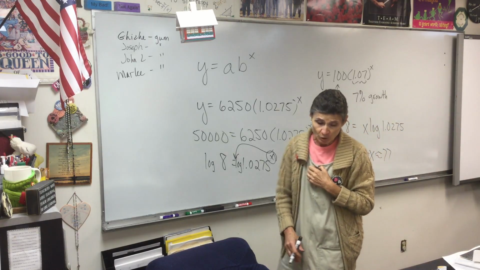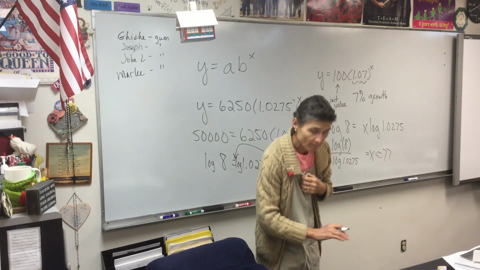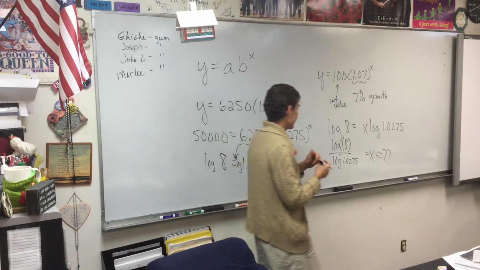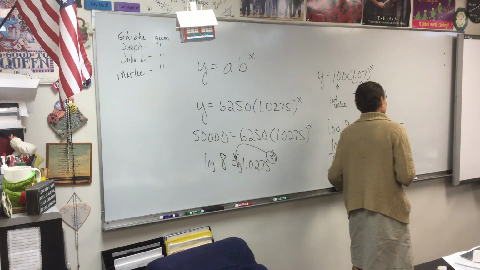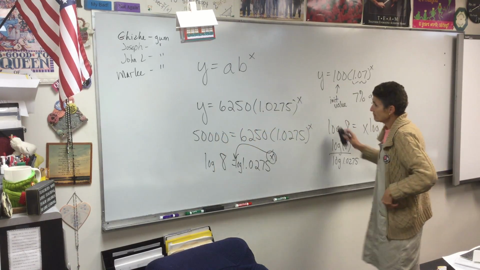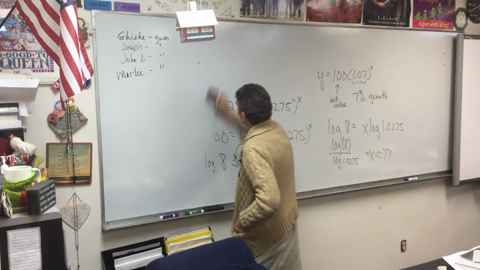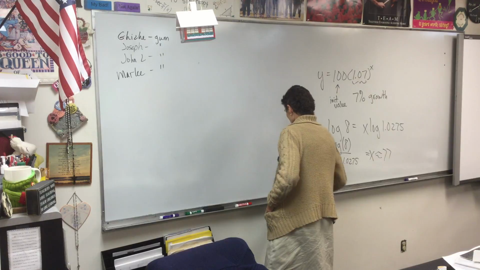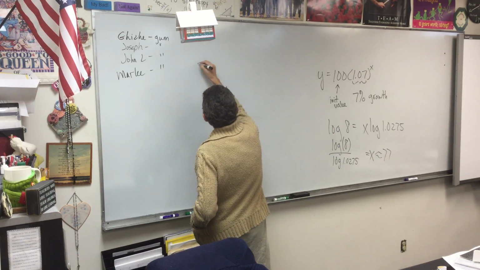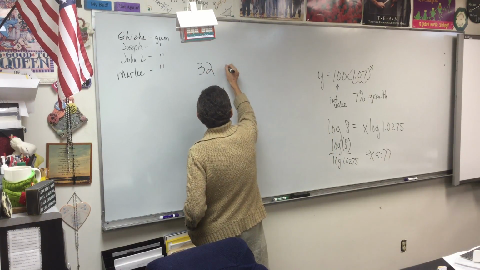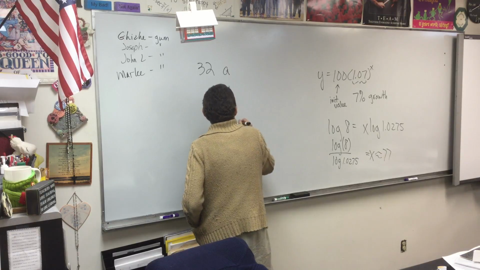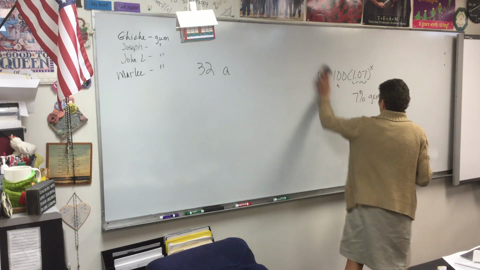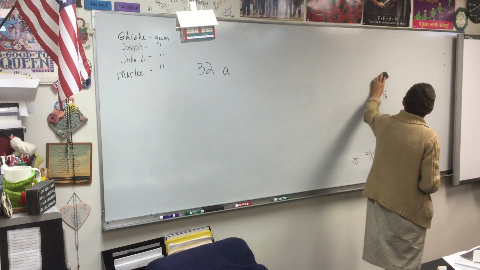Very good. Would you and your partner try number 32 now? It is exactly the same problem, just a different set of givens. Would you guys, you and your partner, see if you can come up with problem 32? And I would like these answers and your work put up on the board. So 32A and 32B.